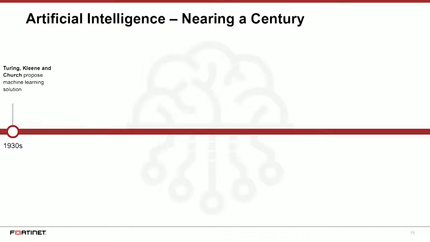Turing, Kleene, and Church proposed a machine learning solution in the 1930s. They were basically trying to understand if any problem that could be categorized as a rule of thumb could be made possible for a computer to learn, that this was this and different than that.